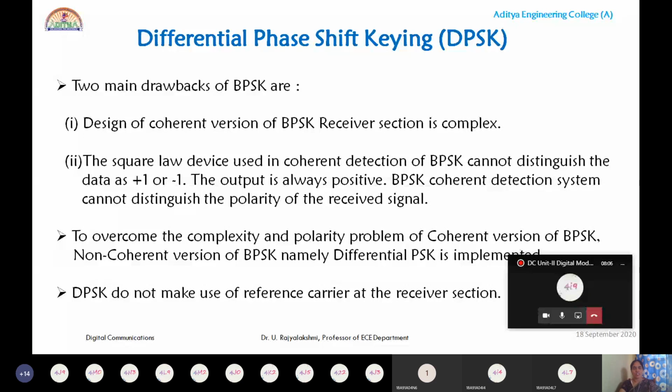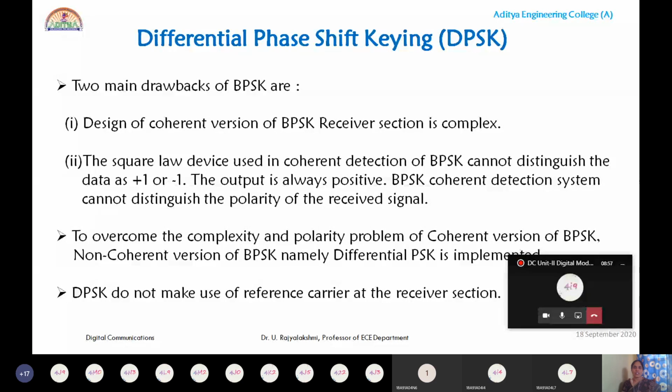And already we discussed the two main drawbacks of BPSK. In BPSK, we make use of coherent detection. Because of coherent detection, it has a square-law device at the front-end part. We already know that the general form of the binary phase shift keying signal is b(t) A_c cos(omega_c t), where b(t) is plus or minus 1. Once it is squared by the coherent detector, because we are using a square-law device, this will square our data, and we automatically get a positive result. So instead of plus 1 or minus 1, we get the result as positive only.